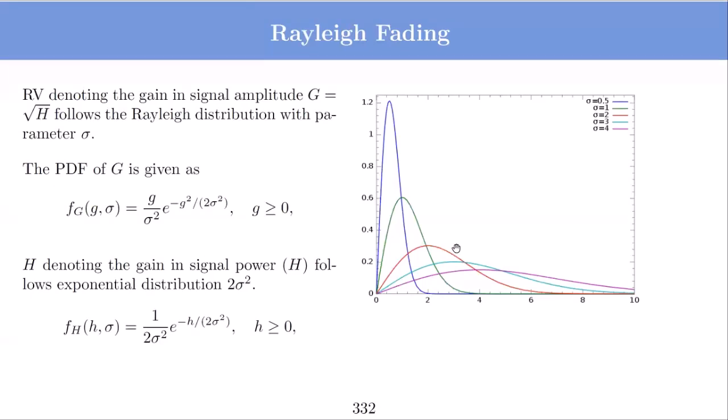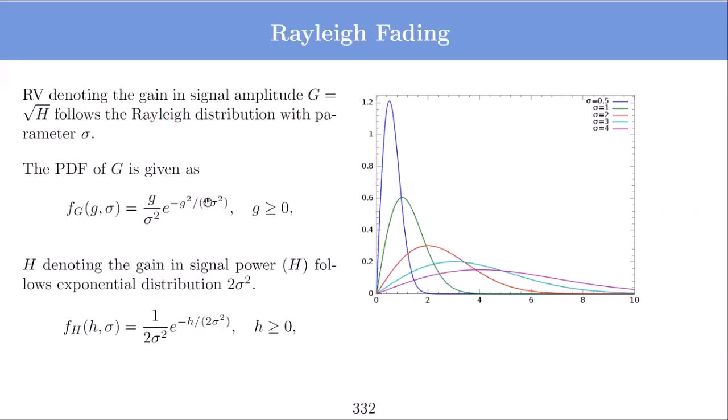So the first one is known as the Rayleigh fading. You would expect this fading when you are in a very rich scatter environment. There are enough scatterers to create multipaths. So in this case, the random variable which denotes the gain in the signal amplitude, G, which is equal to the square root of H, follows the Rayleigh distribution with parameter sigma. So what is the Rayleigh distribution? Any random variable which has this kind of PDF is known as a Rayleigh distributed random variable. So G follows this particular distribution with parameter sigma.